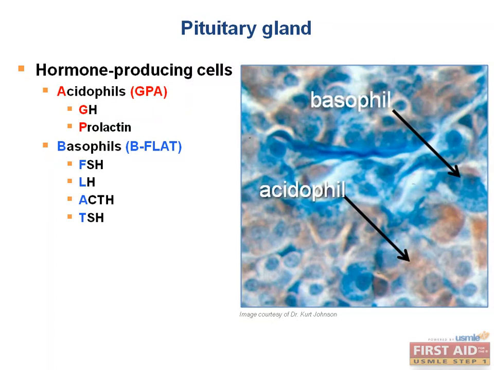Endocrinology is a section full of mnemonics, so we've got another one to help you remember this. You can remember your blue basophils with B FLAT, and you can remember your red acidophils with a mnemonic GPA. Either way, as long as you know one, you can't miss the other.